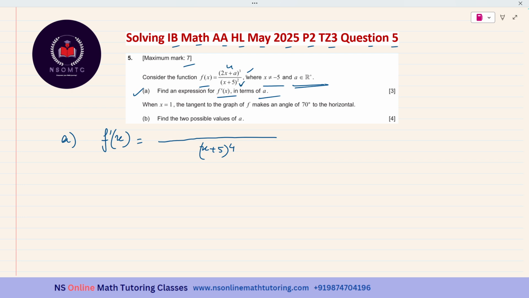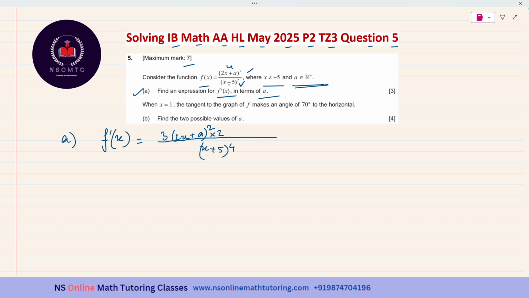U prime is, you have to use the chain rule for students who cannot do the differentiation of u in one step. I'm doing the differentiation in one step directly. So the power 3 comes down and it becomes 2x plus a. The power gets reduced by 1, so 3 minus 1 is 2. And then it is the derivative of 2x plus a, which will be giving us 2.